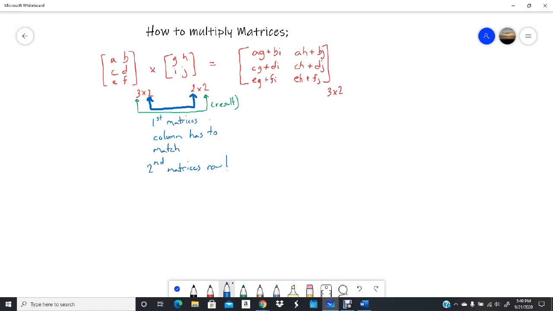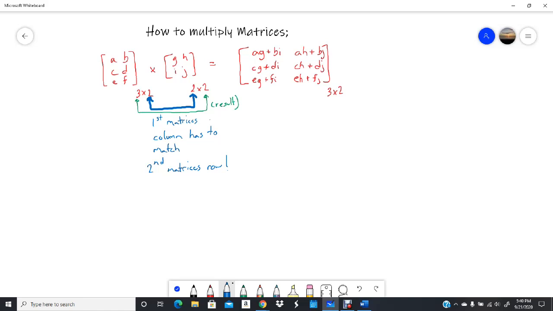In this video we'll be going over how to multiply matrices. So let's take a look over here. The first matrix that we have here is a 3 by 2 matrix, A, B, C, D, E, F. There are 3 rows and 2 columns in this matrix. The second matrix is a 2 by 2 matrix, 2 rows, 2 columns, G, H, I, J.